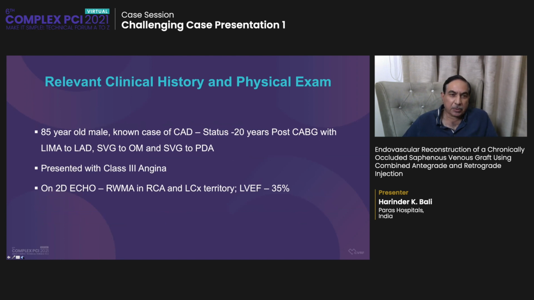My patient is an 85-year-old male, a known case of coronary artery disease. He had undergone a bypass 20 years back. At that time, LIMA was anastomosed to LAD. He also got an SVG graft to obtuse marginal and an SVG graft to PDA. He had been asymptomatic, but for the last 6 months, he was getting increasing angina. At the time of presentation, he had class 3 angina. On echocardiography, he had an ejection fraction of 35% with regional wall motion abnormality in right coronary and LCX territory.